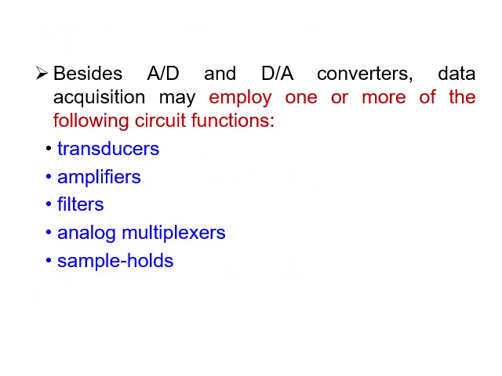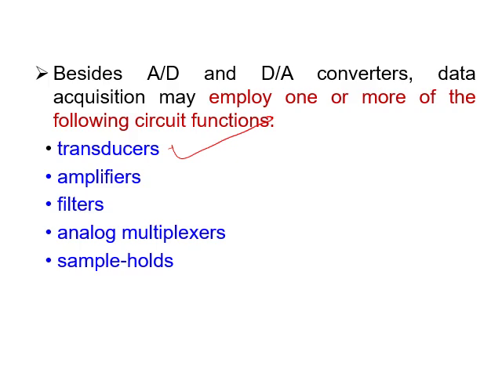Besides the analog to digital converter, we need to get the signal, we need to convert the signal. So I need a transducer sometimes, because I need to get the signal from its physical form to electrical form. We said the transducer is converting from one form to another form, not necessarily electrical.